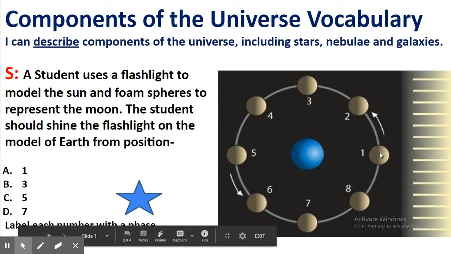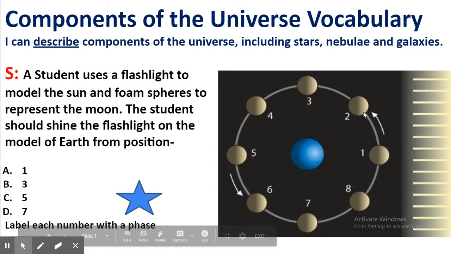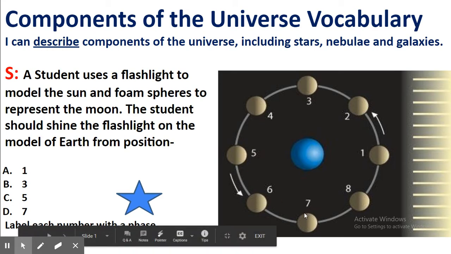This would be new moon, waxing crescent, first quarter, waxing gibbous, full moon, waning gibbous, third quarter, waning crescent.